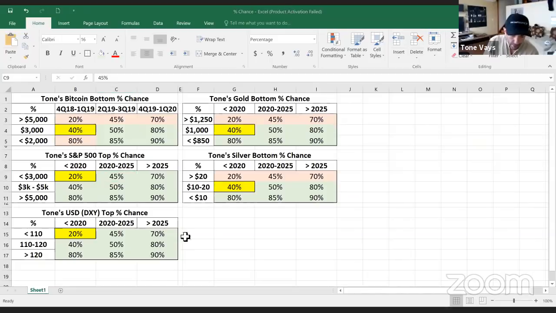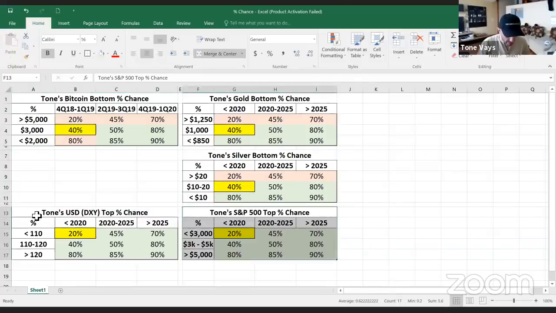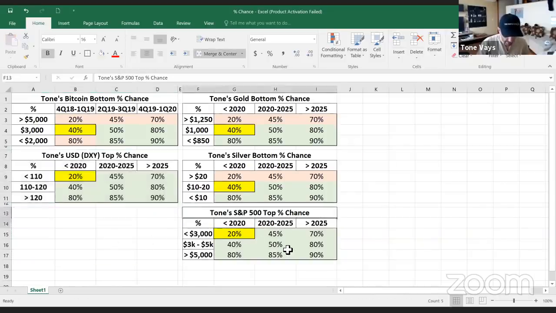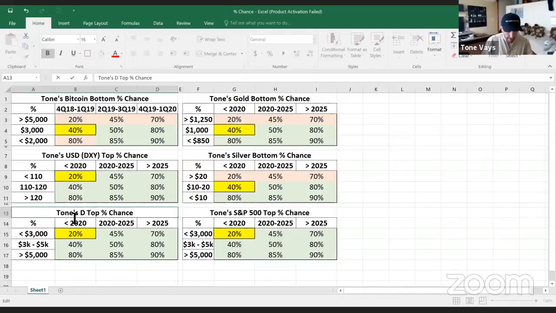Maybe I should have done, hold on a second. That's silver, that's S&P. You know what? Let me take this. I'm going to put that here. I'm going to take the dollar. I'm going to put that there. And I want to take this and I want to put it here, and I want to make this Dow because I have better numbers for the Dow, and I'll show you why. Dow top chances, right? So that's obviously not going to be 3,000.